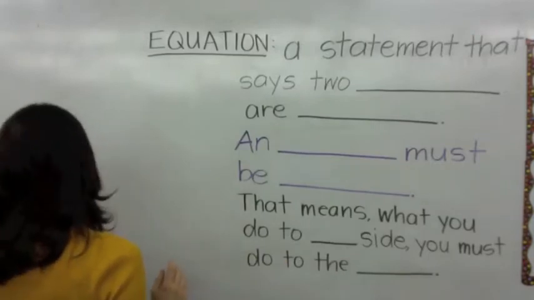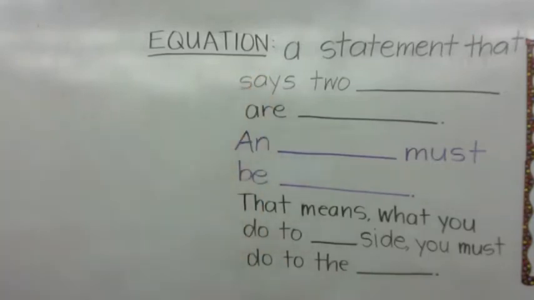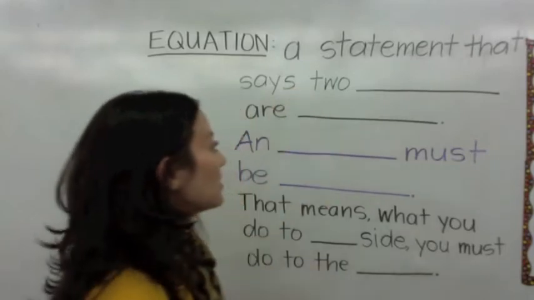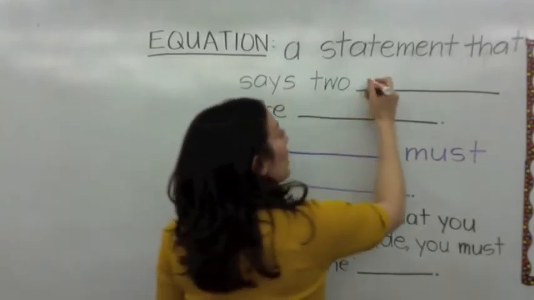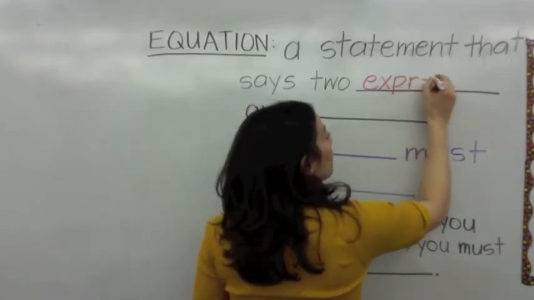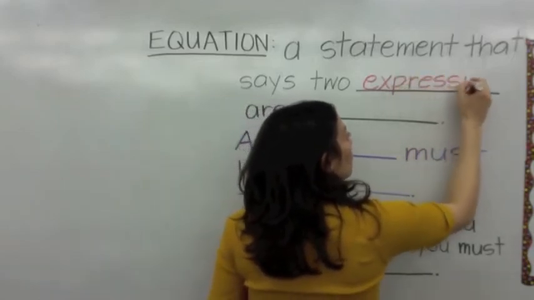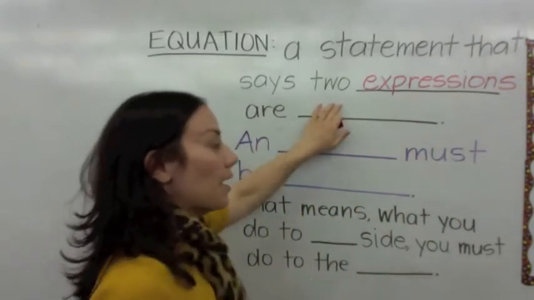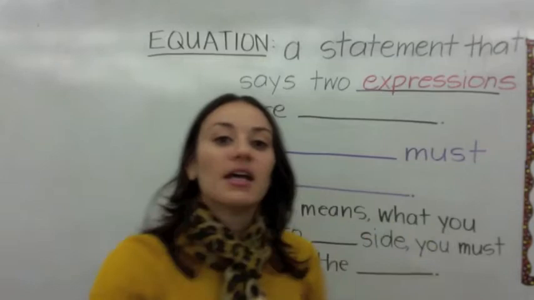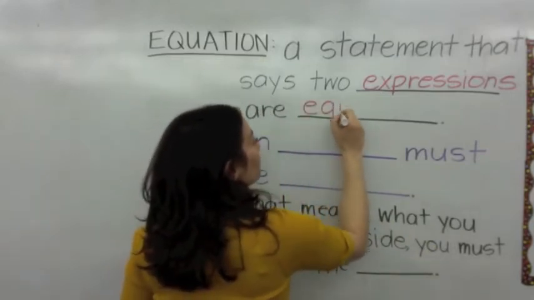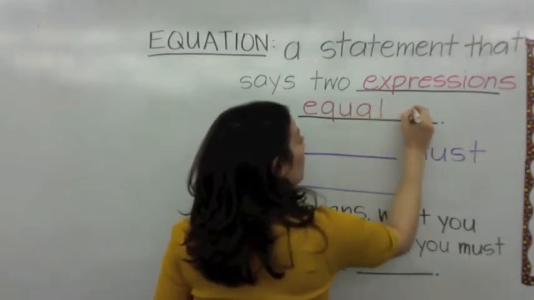So, equation. An equation is a statement that says two expressions are equal. What is an equation? An equation has an equal sign. So two expressions are equal. Okay, they're equal.